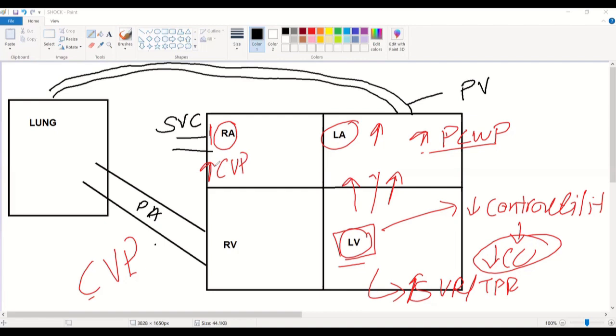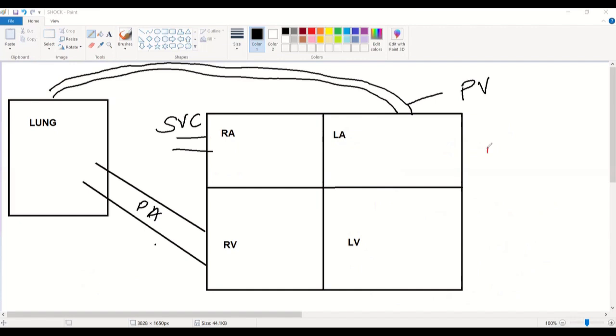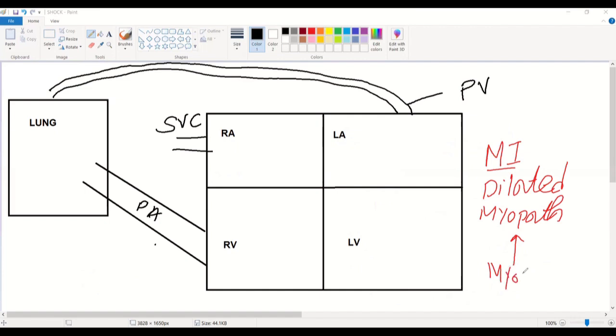So what are the causes of the cardiogenic shock? The most important is MI. Dilated cardiomyopathy. This is again very high yield. Why is it high yield? Because of myocarditis. Myocarditis leads to dilated cardiomyopathy. What is the most common cause of myocarditis? It is viral. And which virus? Again a high yield: Coxsackie B virus, right?